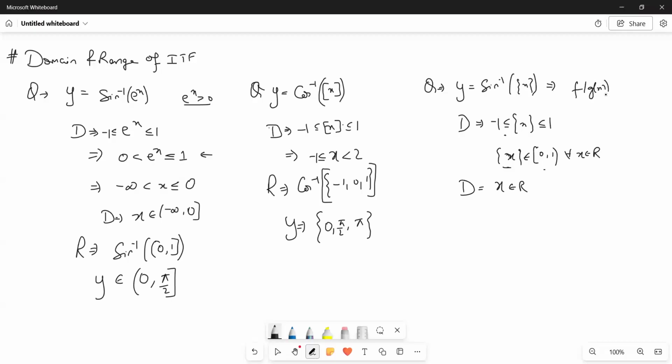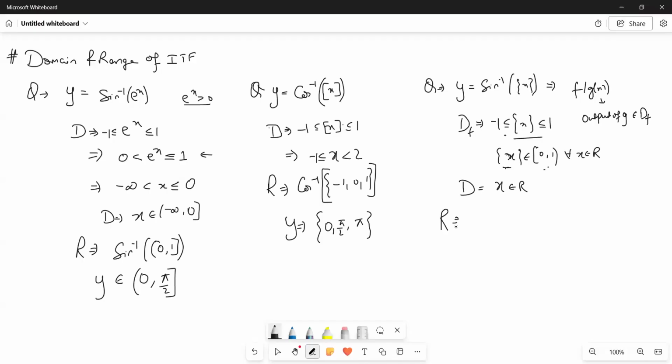We can consider this to be f of g x, and then the condition for domain is the output of g must lie within the domain of f. So the output of g is 0 to 1, which completely lies within the domain of f. Therefore, the domain of the function is all real numbers.